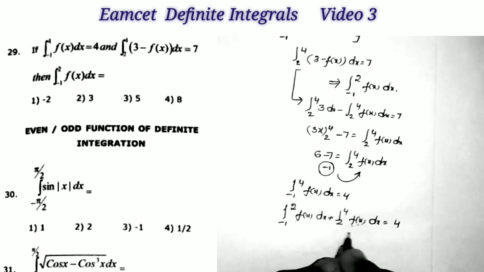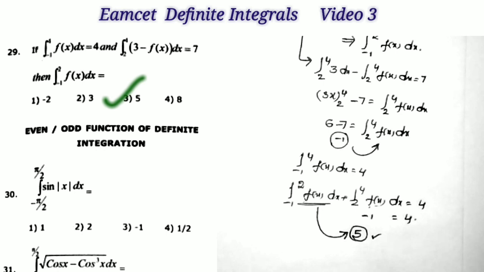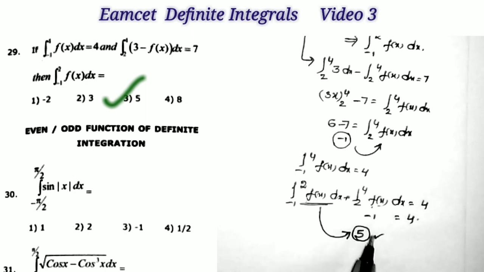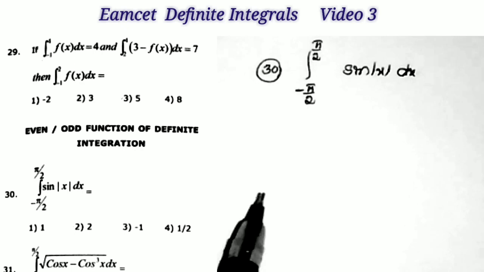What is that value? That is equal to minus 1. Therefore this question's answer is equal to 4 minus of minus 1, which is 4 plus 1. So the answer is equal to 5, and that is the third option. That's all. Next question, sum number 30.